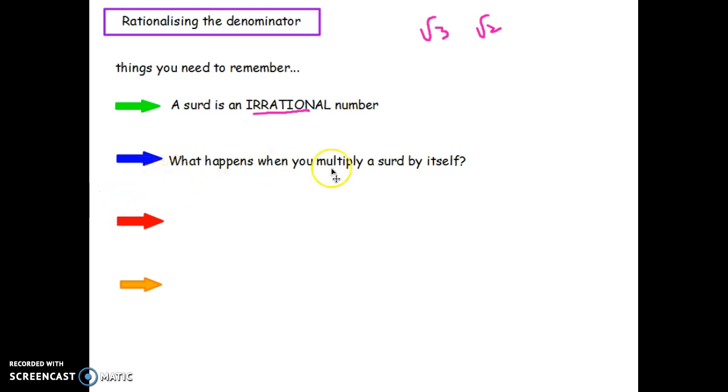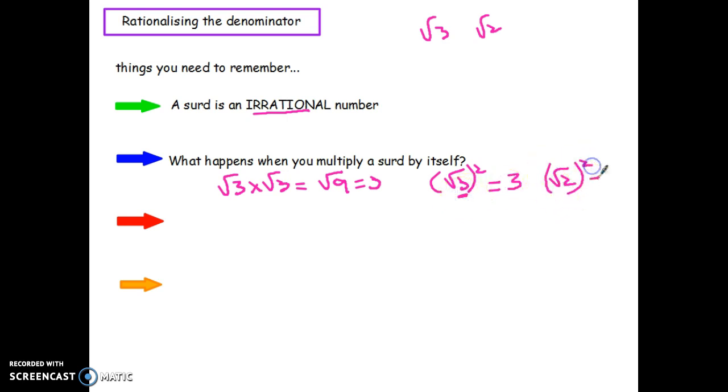Have a think about what happens when you multiply a surd by itself. So if I do root 3 times root 3, I get root 9, which of course is 3. So any time you square a surd, the square root and the square effectively cancel one another out, and we get the number that was just under the surd in the first place. Root 2 squared is just 2, etc. So keep that in mind.